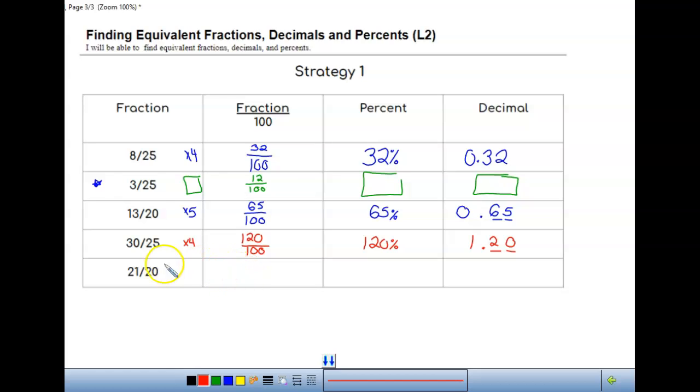All right? Pause it. Try out this bottom one. I'm going to be looking for what you multiplied by. Okay, we're going to get 105. And I'm going to be looking at what you got as your percent and what you got as your decimal. Again, this is just for me to see what you're getting out of it. All right?